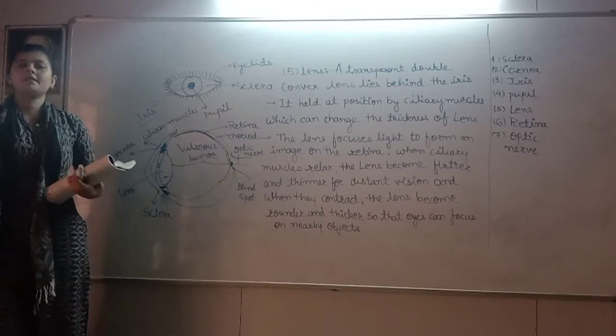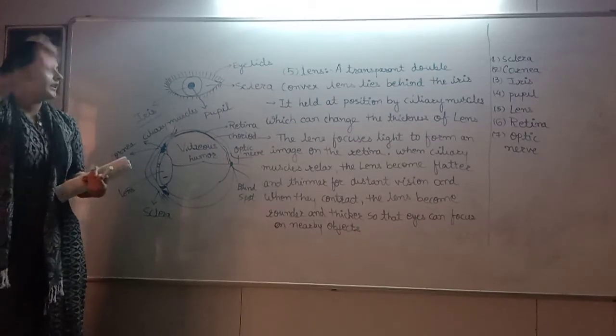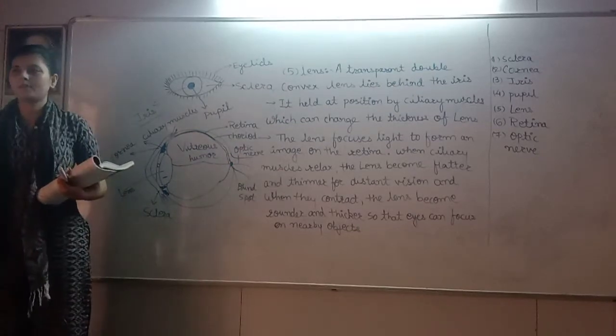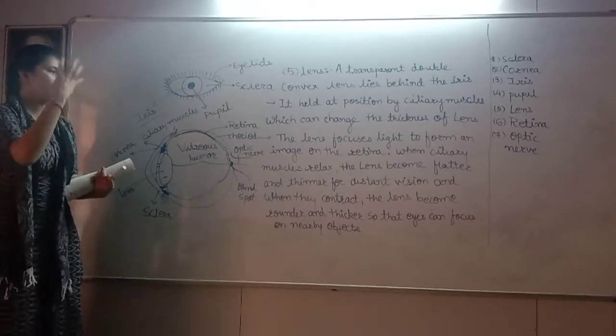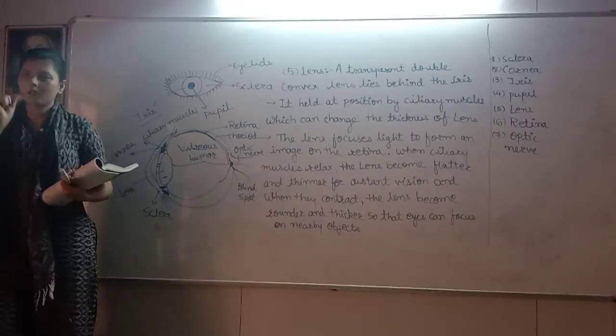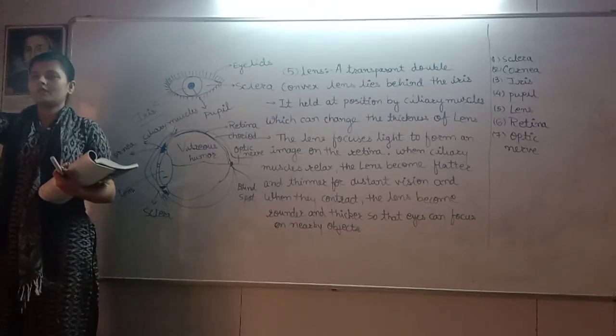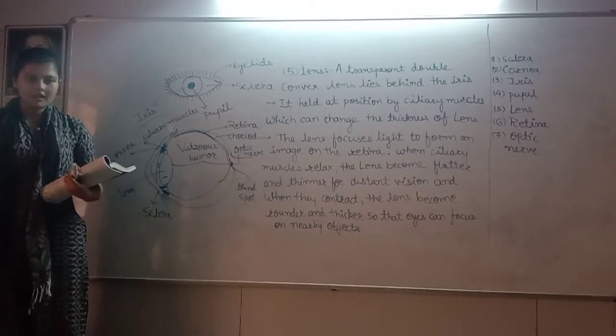So when it is distance vision, it happens that your muscles are relaxed. जब आप दूर की चीज़ें देखते हो तो आपका जो ciliary muscles है, it is in relaxing mode, it becomes flat. So that's why you can see the very distant vision, right?